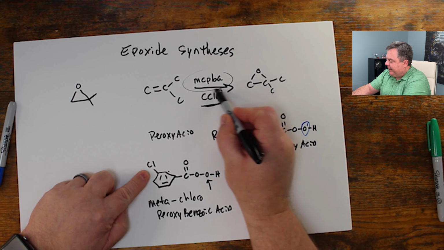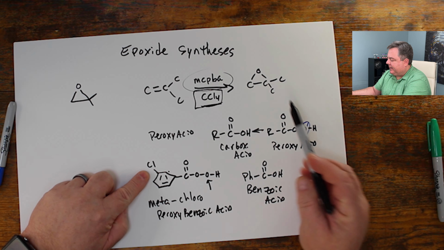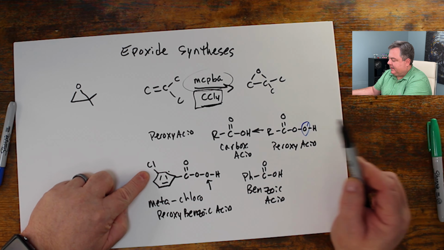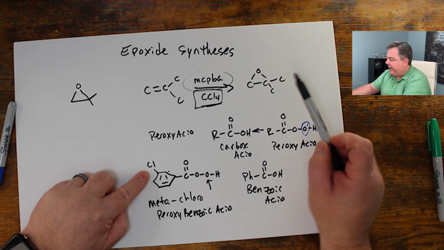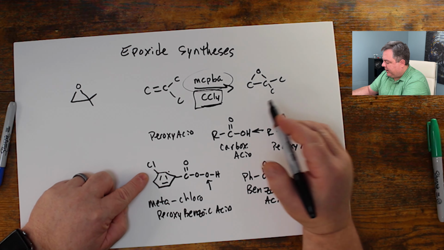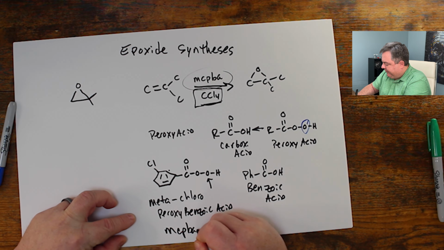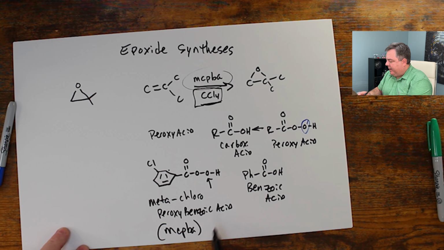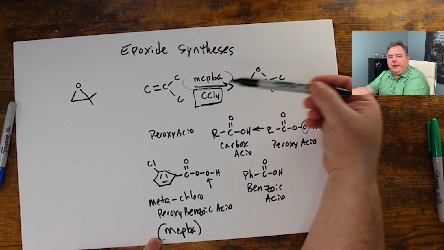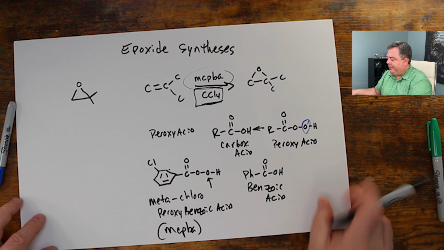We want a solvent like this that does not get involved in the reaction and doesn't react with epoxides. If you have water around, other things happen. So you don't want water. So mCPBA, I would just memorize that acronym, and that's how you turn an alkene into an epoxide. That's one way.